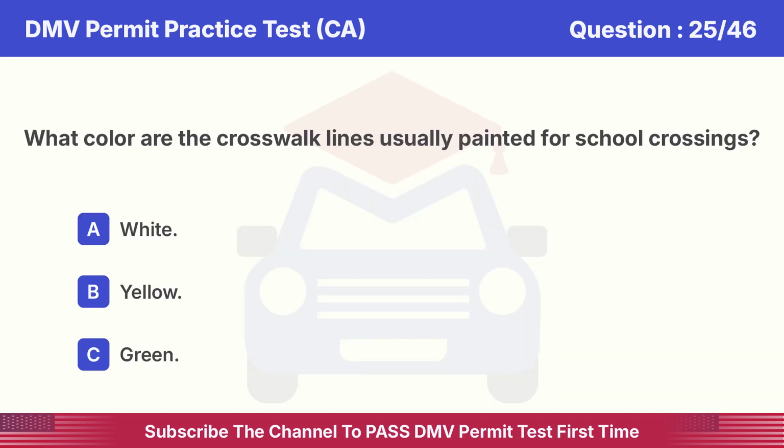Question 25. What color are the crosswalk lines usually painted for school crossings? Option A, white. B, yellow. C, green. Answer is B, yellow.